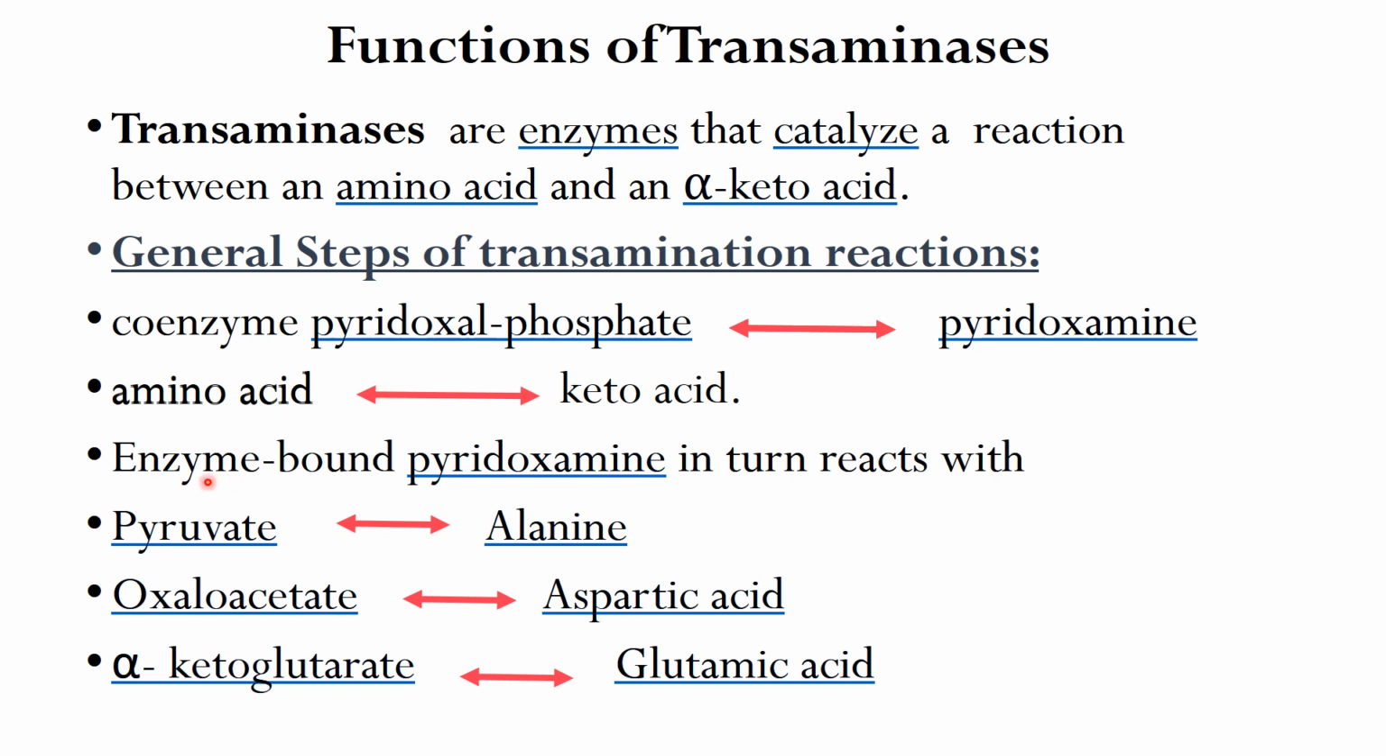So what exactly does enzyme bound pyridoxamine do? It converts pyruvate to alanine, oxaloacetate to aspartic acid, and alpha ketoglutarate to glutamic acid. So through different reactions, the keto acids are getting converted to amino acids. These amino acids can now play a part in protein synthesis. So this is the function of transaminases.